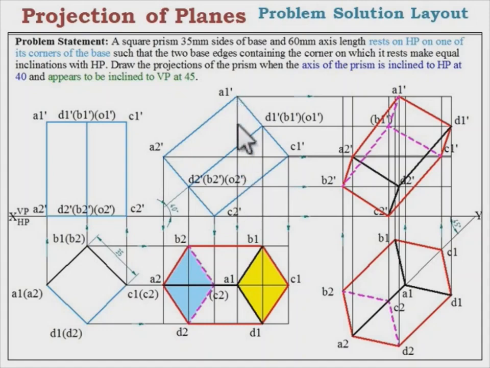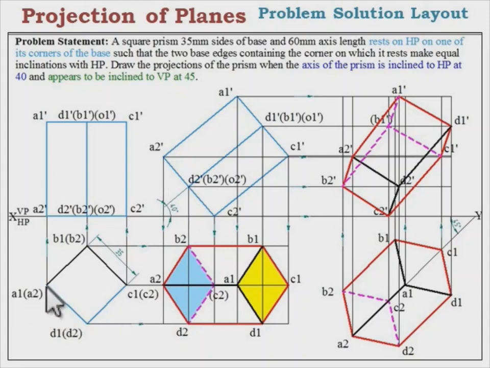From this front view, we will project vertically down from all the corners. And from the top view obtained in the first position, we will draw horizontal projections. The corners of the top and bottom base are marked as follows.